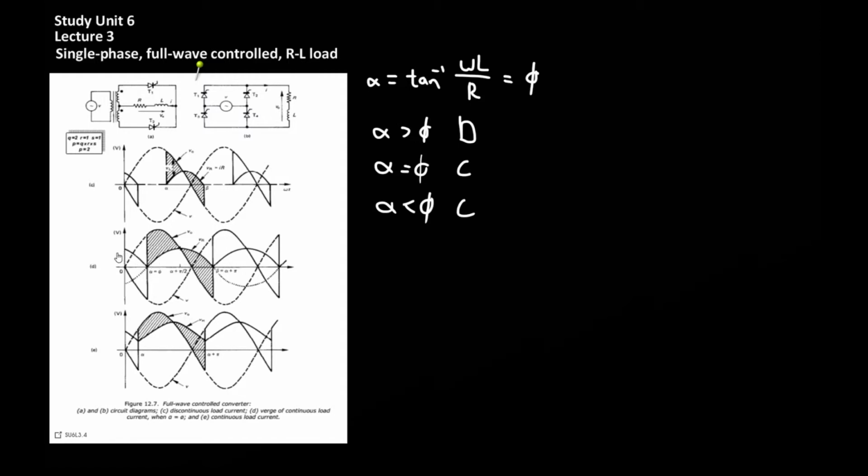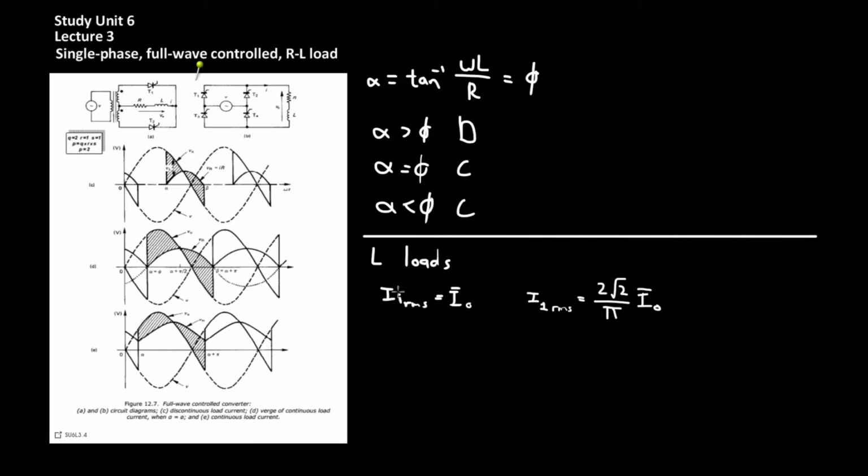What can be seen here in graph D or graph E is that the input sinusoid still goes negative, but the output voltage remains a fully rectified positive sine wave. When the angle alpha is less than phi, then the rectified sine wave will have a DC offset associated with it as well. For purely inductive loads, the output current is basically a square wave.